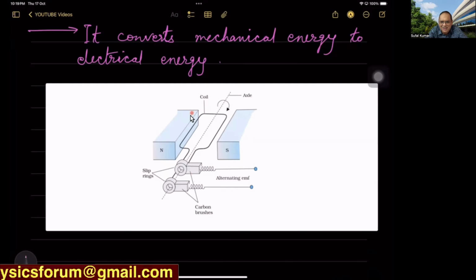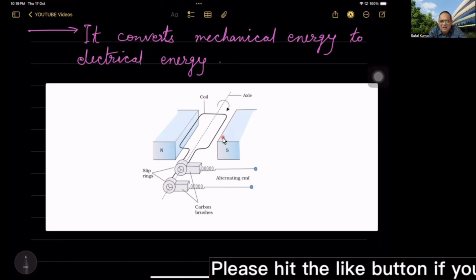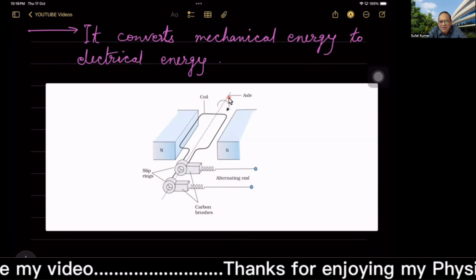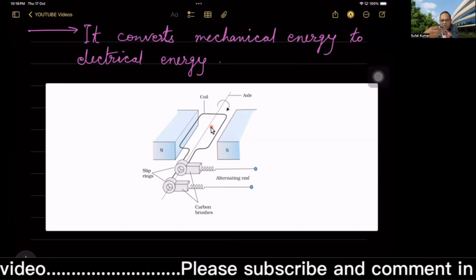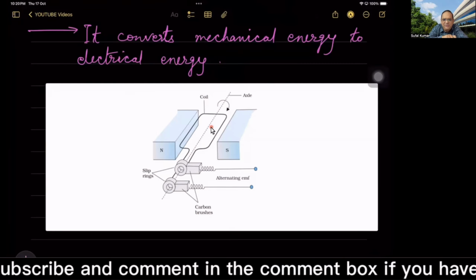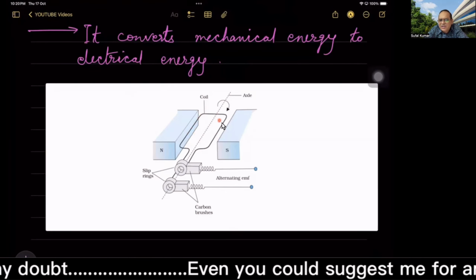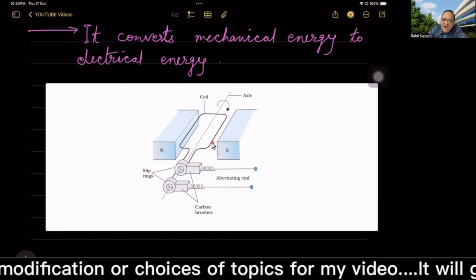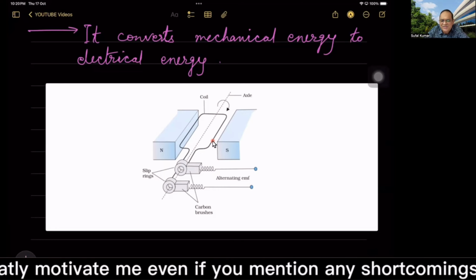But how? Let's see. This is the North Pole and South Pole, strong pole pieces, which cause a strong magnetic field in this direction, in which, because of this axial rotation, this rectangular coil is rotated like this, and because of this kind of rotation, change in magnetic flux happens across this coil, and hence induced current is generated, and that induced current direction is determined by following Fleming's right hand rule.